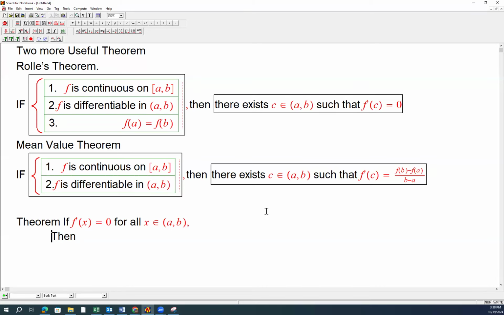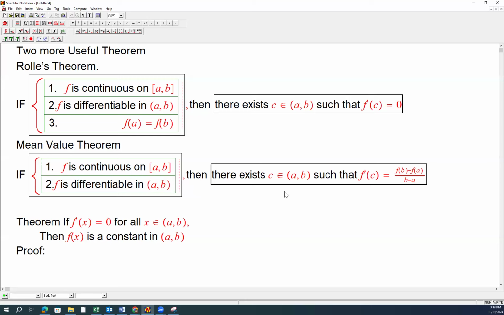Then the function is a constant. Then we can say the function is a constant in the interval (a, b). Okay, so let's see how we can prove this theorem, and then we're going to talk about the implications of this result. Proof.